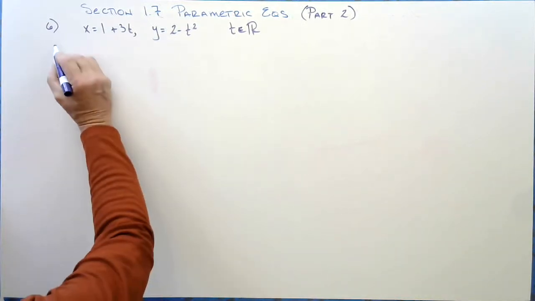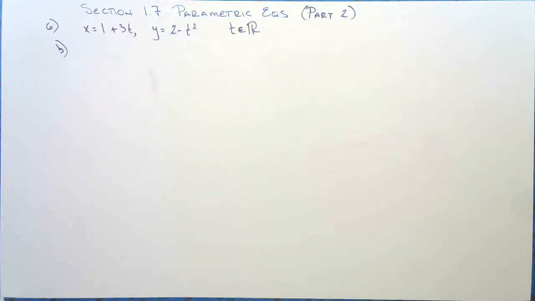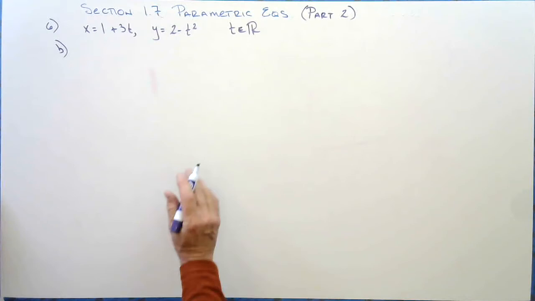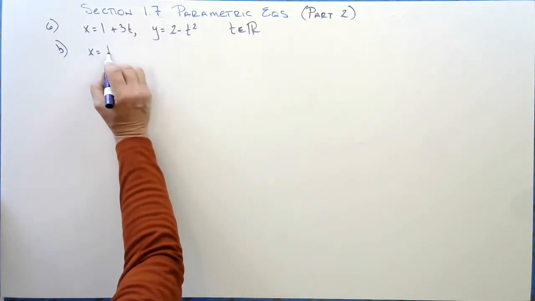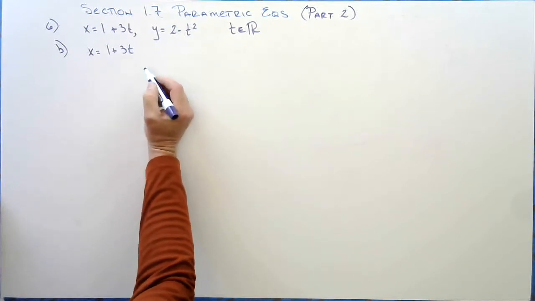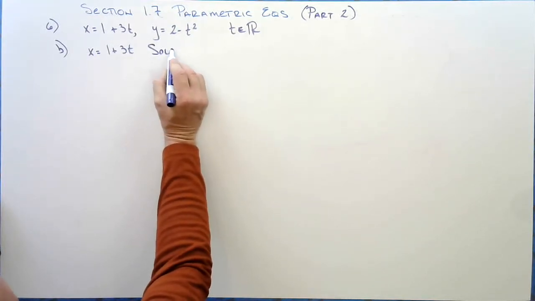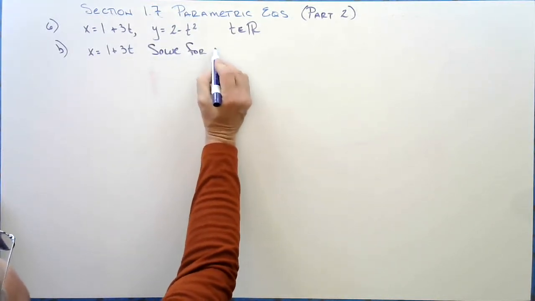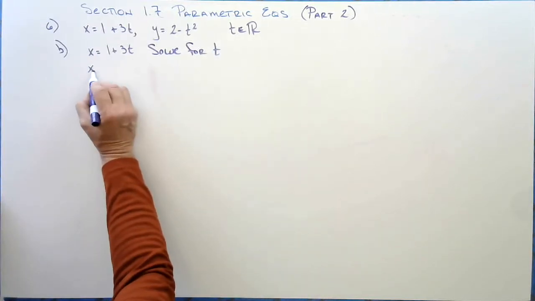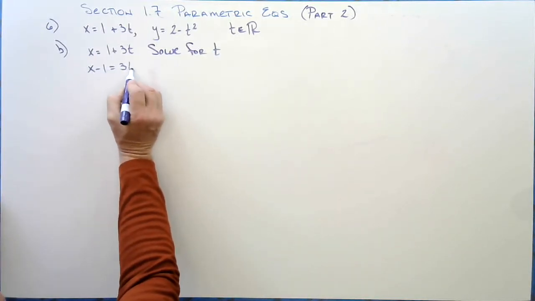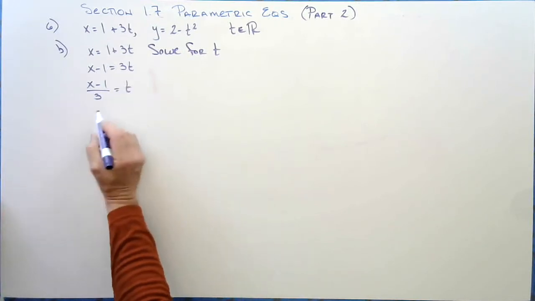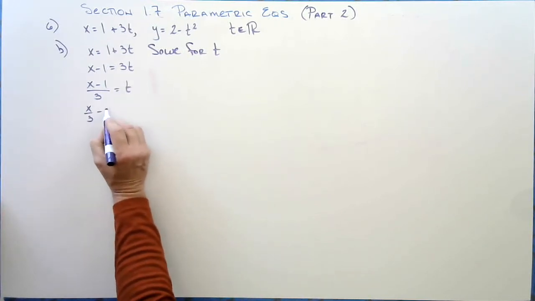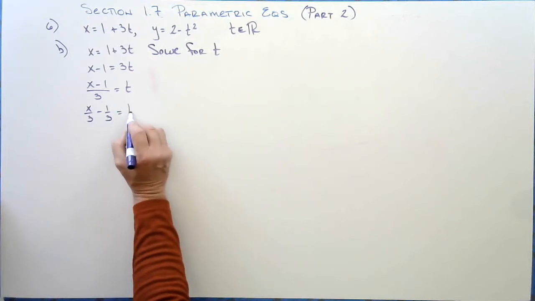So I'm going to work on 6b. 6b says eliminate the parameter to find a Cartesian equation of the curve. Now, how do we do that? How do we eliminate t? Well, we start with x equals 1 plus 3t, and we're going to solve for t. If we solve for t, we get x minus 1 equals 3t, or x minus 1 over 3 equals t. I'm going to write that as x over 3 minus 1/3 equals t.